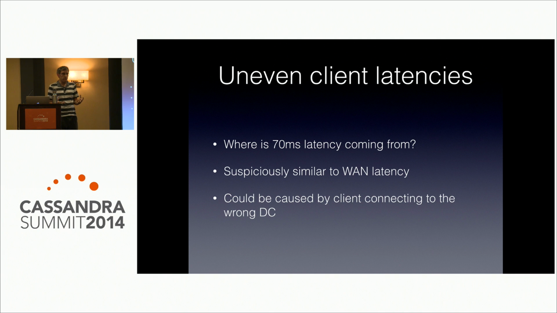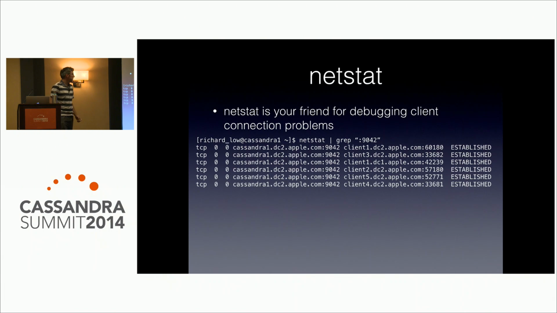So the first thing to do then is to go and look, where are the connections coming from? Are we getting connections from the wrong DC? So netstat. Netstat is great. Use it all the time in Cassandra because you want to know who's connecting to who. How many connections are there? Are there people connecting on the right ports? Are there enough connections? Are the connections balanced? It's a really useful tool.